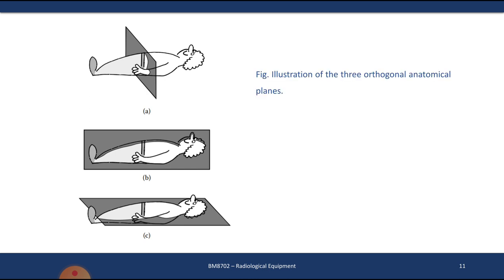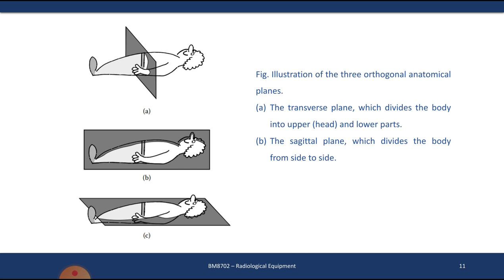The first plane is your transverse plane, which divides the body into upper and lower parts. The second plane is your sagittal plane, which divides the body from side to side. And the third plane is your coronal plane, which divides the anterior and the posterior of the body. The anterior is the front half, which is the front side of the body, and the posterior is the back side of the body. So these three planes we should remember for understanding the MRI system.